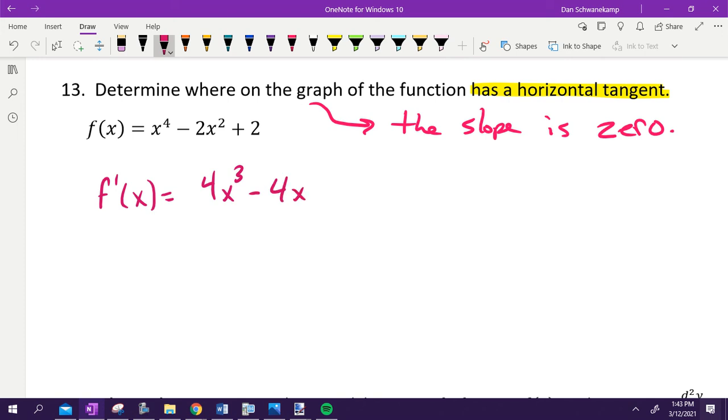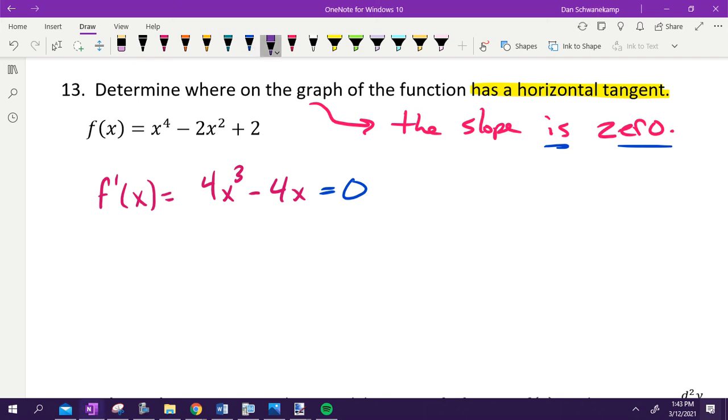Minus 4x. Good. 4x cubed minus 4x. We found the derivative. We want to know when it is 0. When you see that word "is," that means equal to. I want to know when it's equal to 0. So I need to solve that. I'm now done with the calculus. This is now an algebra 2 problem, or something we would have done back in September.